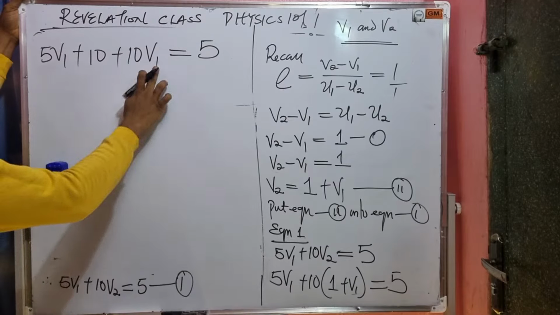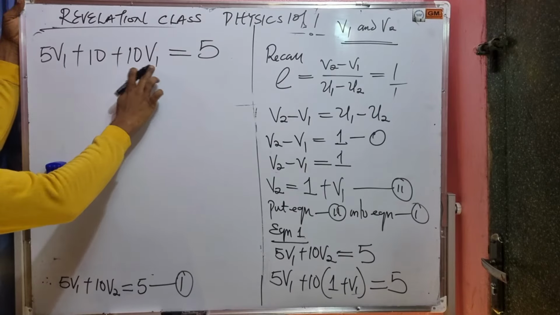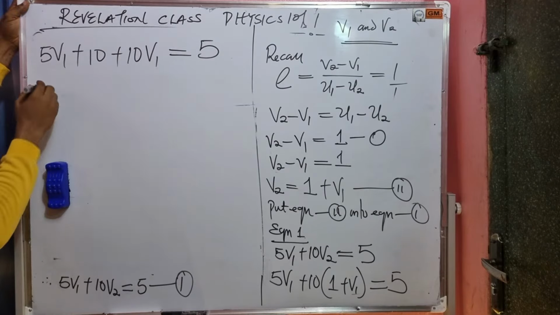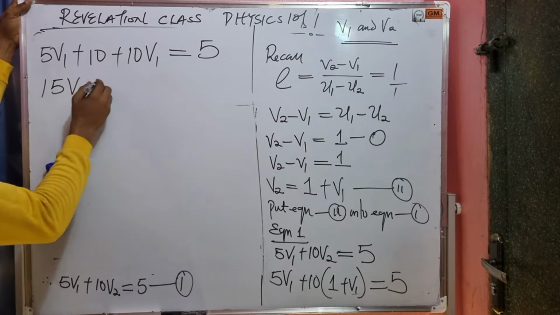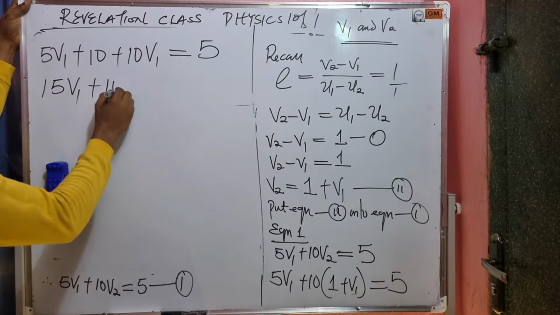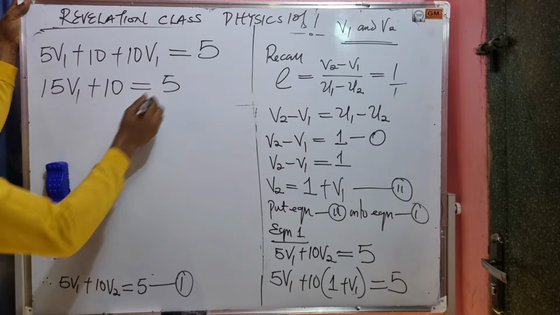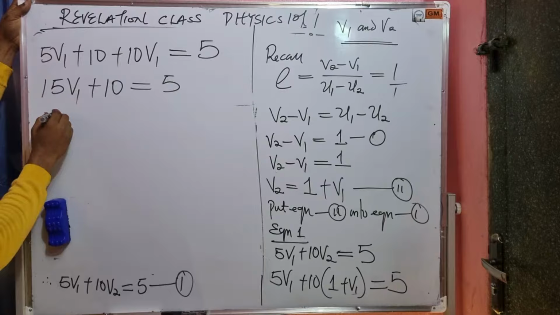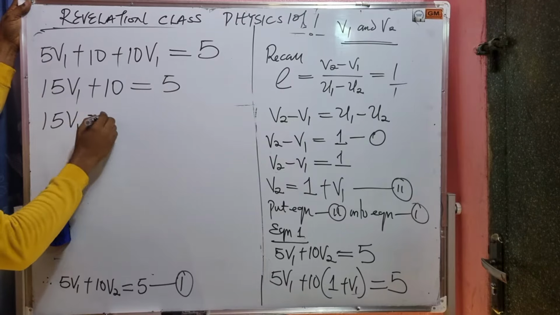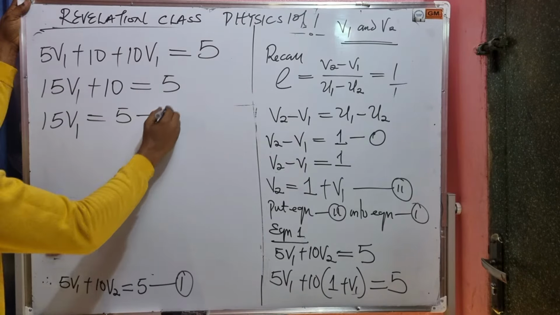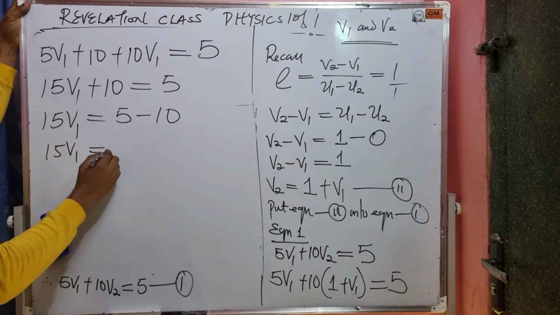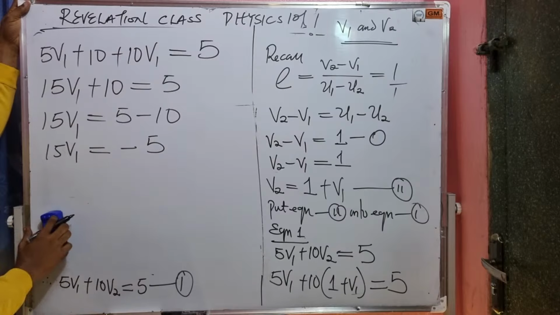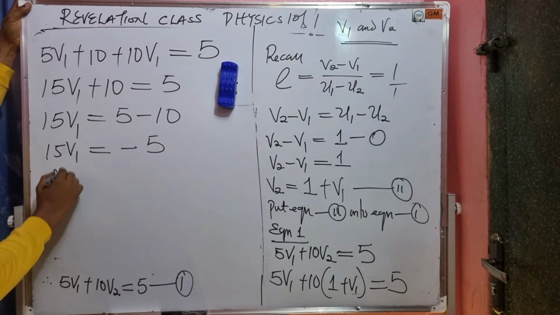Now let's collect like terms here. 5v1 plus 10v1 will give us 15v1, right? All plus 10 equals to 5, right? So that means 15v1 is then equal to 5 minus 10. Is that clear? So 15v1 is equal to minus 5. So from here we can solve for v1.